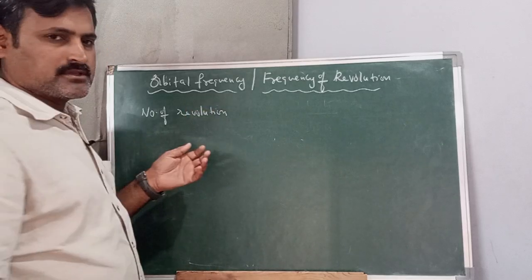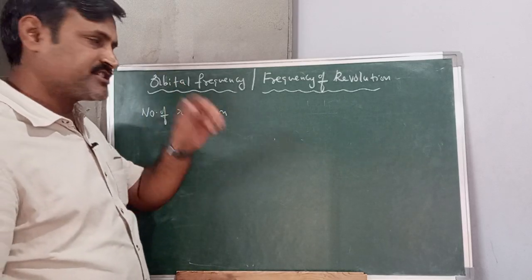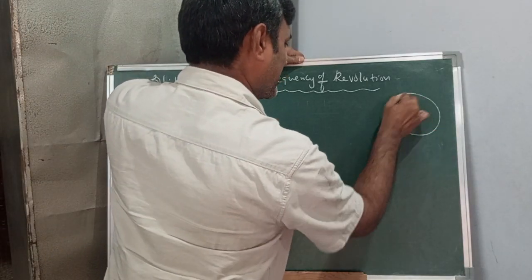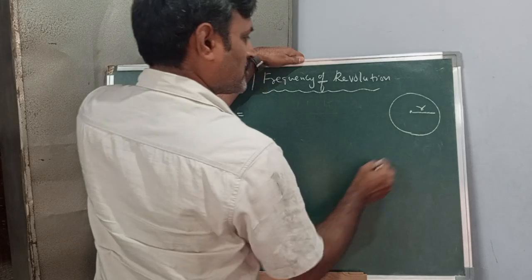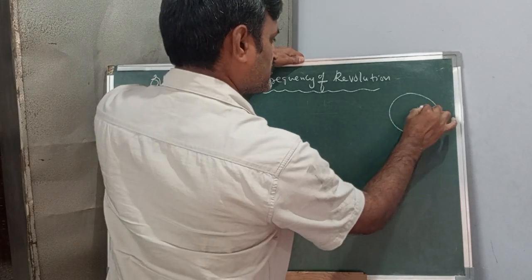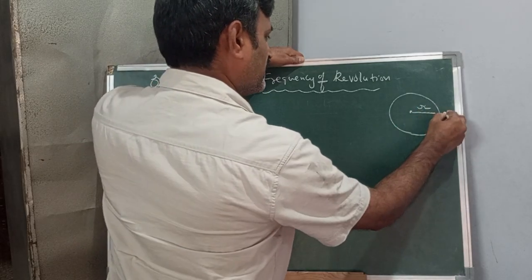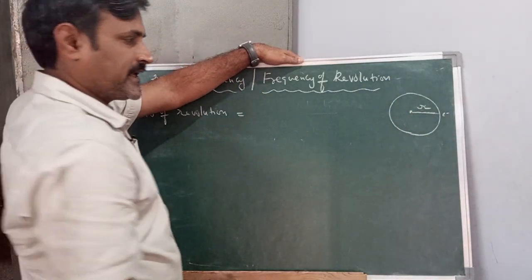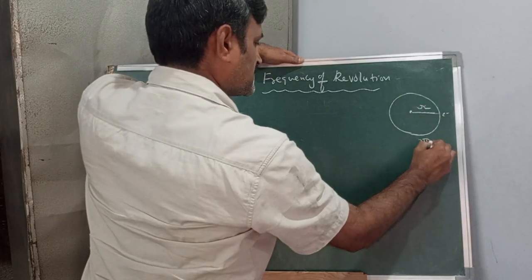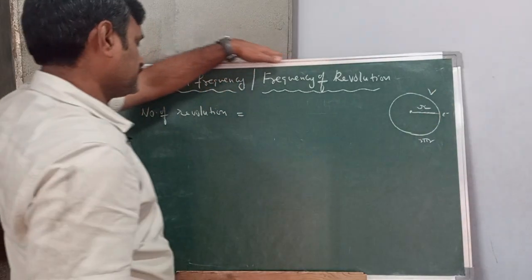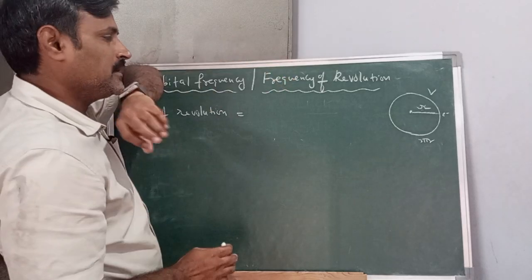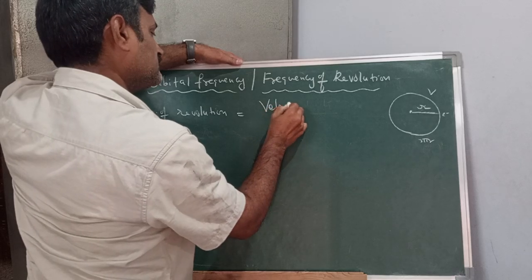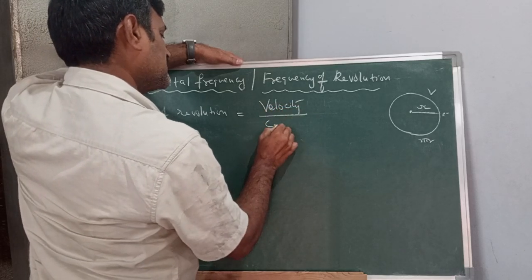revolutions per second by an electron in a shell, then that will be understood by considering this imagination: the radius is r, and the electron is revolving. The total circumference of that orbit we will take as 2 pi r, with a velocity v. So the number of revolutions per second will be calculated by writing the formula velocity by circumference.